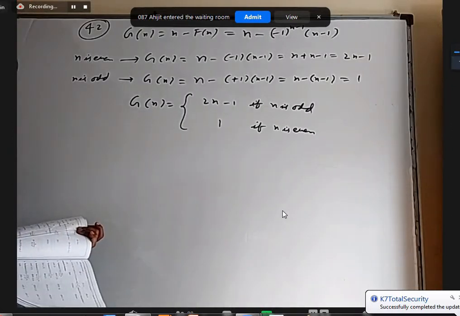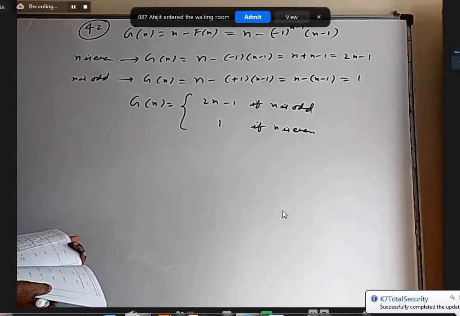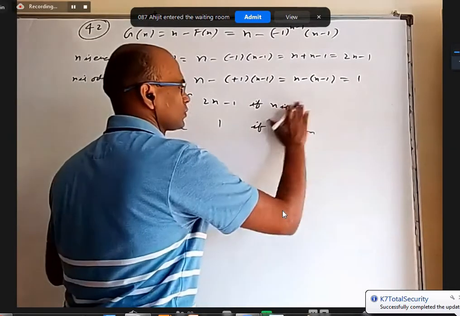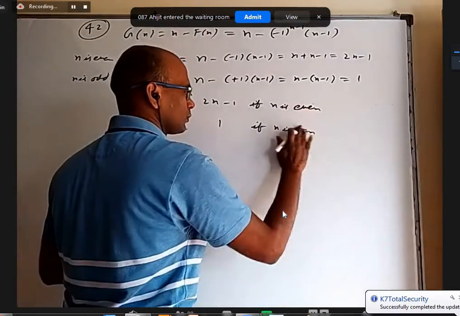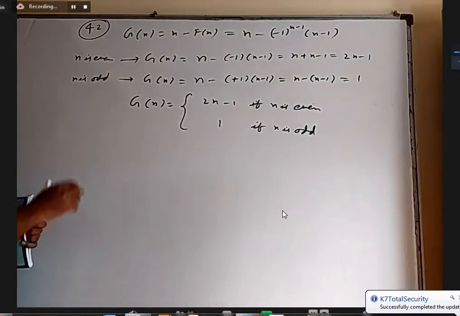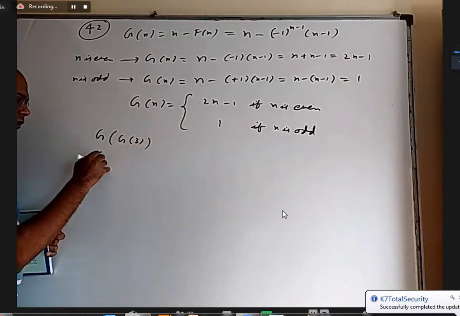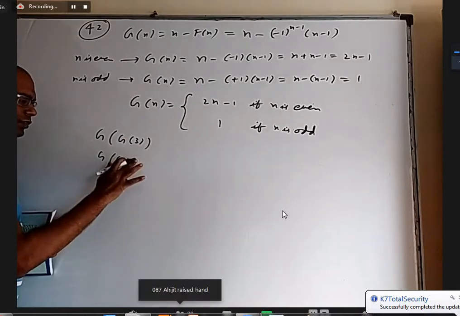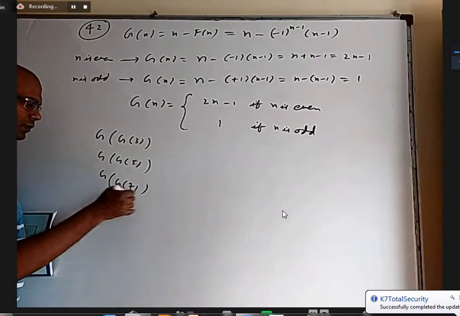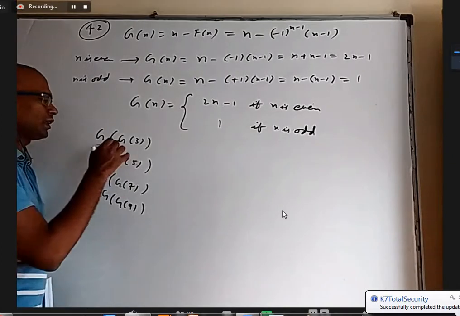Now they want g of n. This I wrote reverse, sorry. N is even here, n is odd. Now if I ask anybody the value of g of 3 or g of 5 or g of 7, g of 9. What is this inner g of 3?